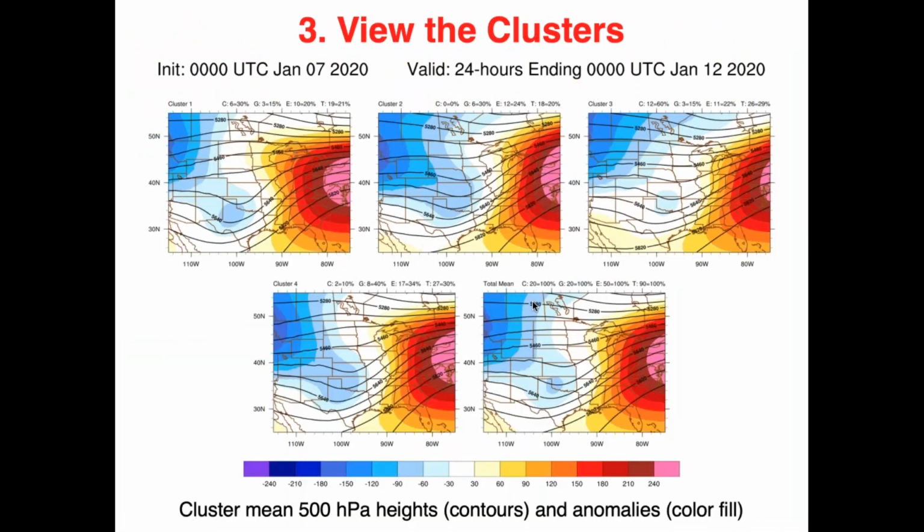So we're not going to go through the EOFs and the phase space. We're just going to look at the clusters. So this is what we have. It's initialized on 7th of January, and these are the 500 millibar height clusters. So just comparing them to the ensemble mean, we can see the differences are subtle, but this one is a little less amplified with the trough and downstream couplet.